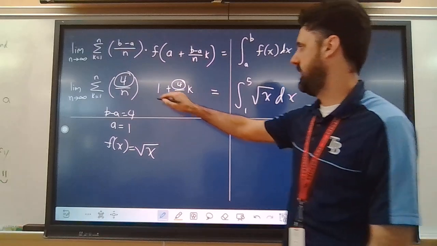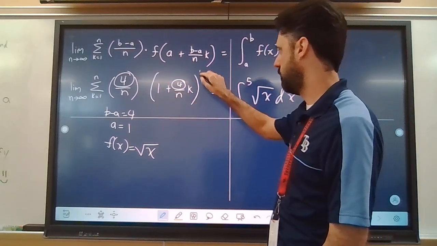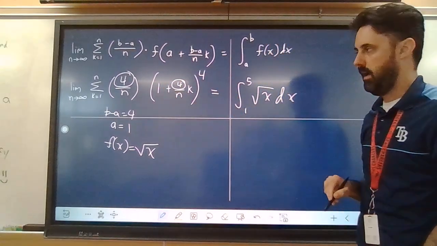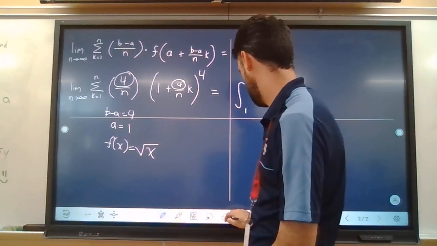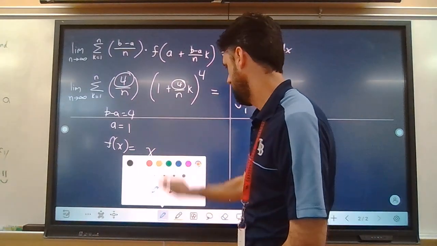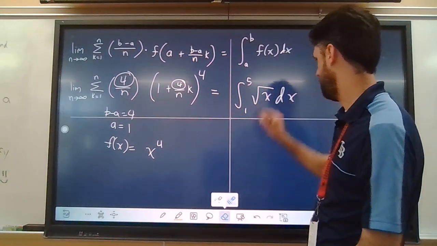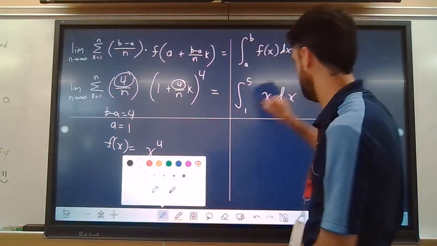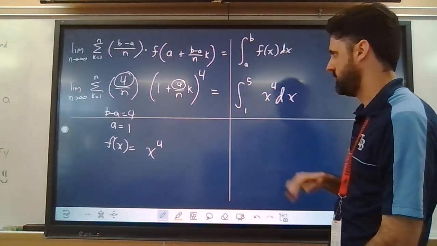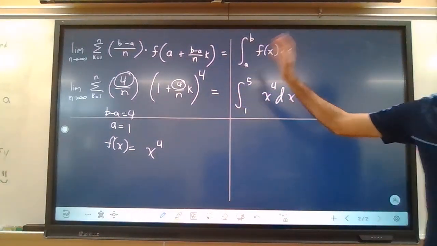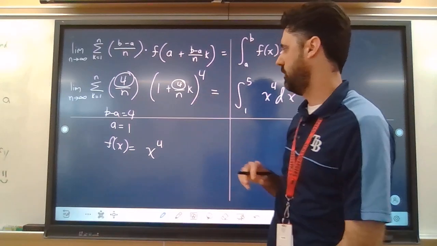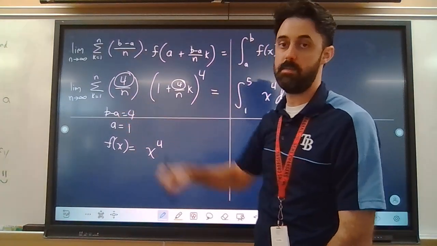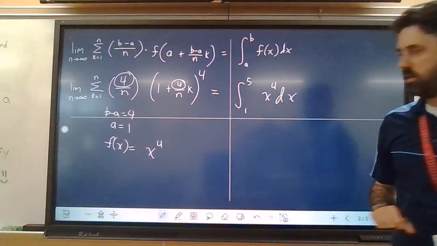All right, if that square root wasn't there and it was maybe, I don't know, to the 4th, something like that, now f of x would just be not the square root of x, but it would be x to the 4th. So let's get rid of that. x to the 4th, and same thing right here. It would just be x to the 4th. Okay? And so that's the trick to doing these. Again, I'm not memorizing the entire thing. I'm just looking at a couple places and figuring out what the function is, what a is, and what b minus a is.